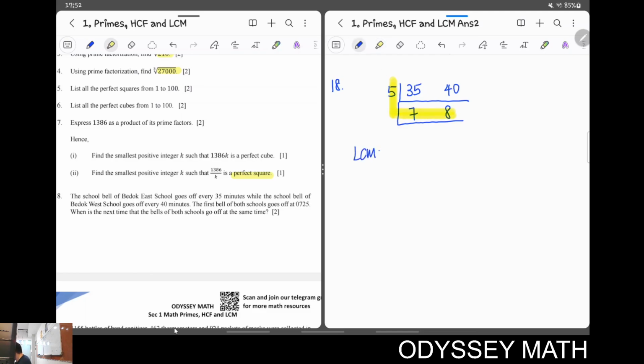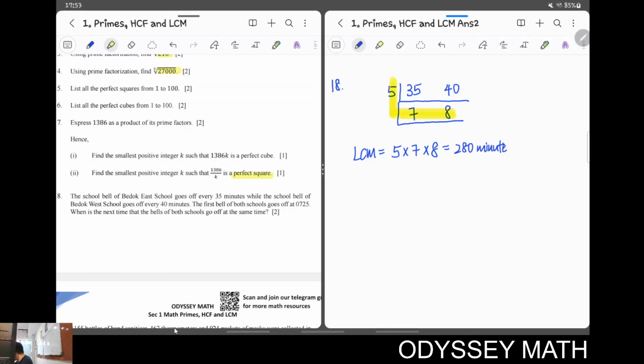So LCM equals to, by the way, this is the time taken for the school bell to ring every 35 minutes for Bedok East, and every 40 minutes the school bell will ring for Bedok West. So we find the LCM first. Then we know when the bells of both schools will go off at the same time. I'll explain to you why LCM. So for now, we find the LCM first. 5 times 7 times 8. Okay, so this will give you 280 minutes.